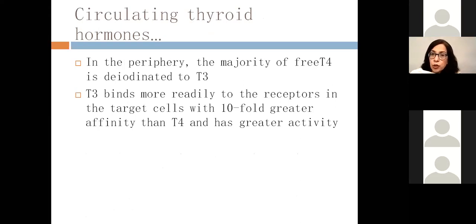In the periphery, the majority of free T4 is deiodinated to T3. Okay. So for the bound form, T4 and T3, larger amounts of T4 are present in the circulation. When the bound ones are separated from the binding proteins, they become free T4, free T3. A larger amount of free T3 is present in the circulation as compared to free T4. Okay? The T3 binds more readily to the receptors in the target cells with 10-fold greater affinity than T4 and greater activity. So T3 has greater affinity and is more active as compared to T4.